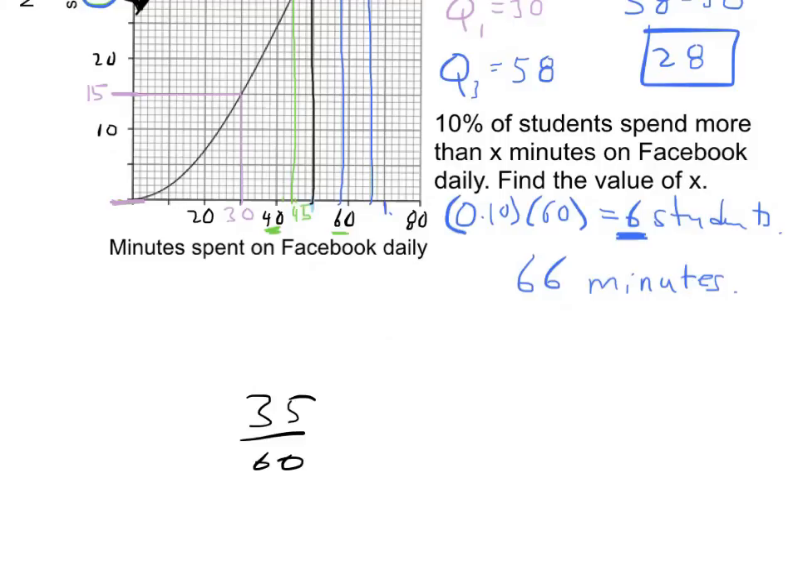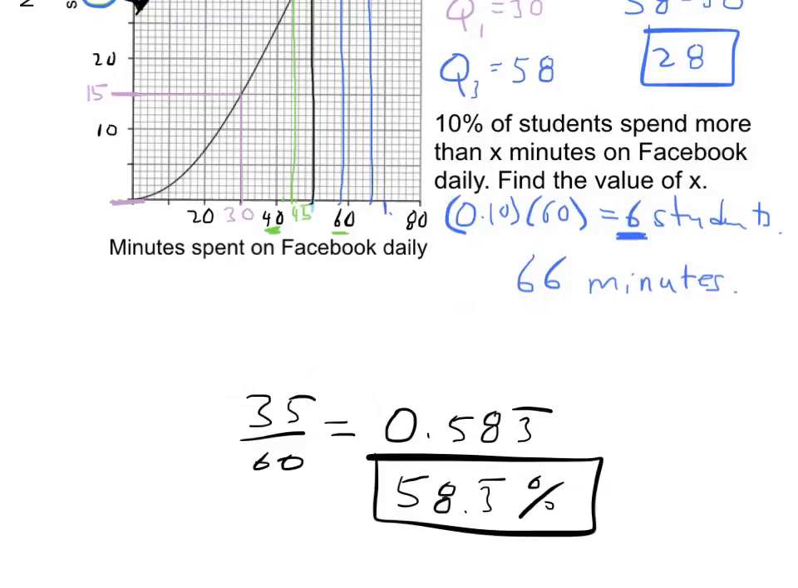So if this was on a non-calculator portion, they give you something you can do by hand. This ends up being 0.583 repeating, so it's 58.3 repeating percent of students fall into that category. That's really what they ask for in these questions.